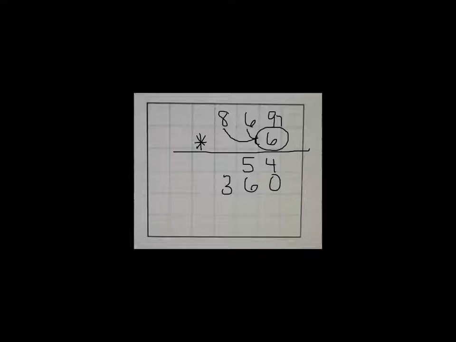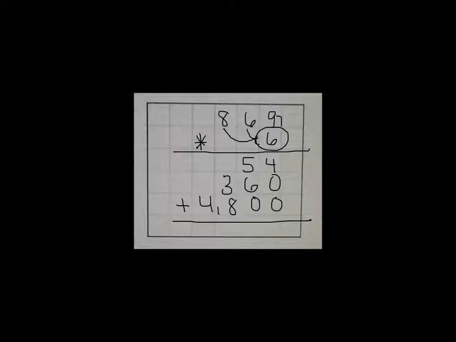Okay, we're going to use the partial products method to solve the problem 869 times 6. So we write it out in the grid, add the multiplication symbol out front, and the equal sign. In order to do this, we start over here on the right, and we multiply everything by the 6. So 6 times 9 is 54. 6 times 60 is 360. Then 6 times 800, because this is in the hundreds place, is 4,800.